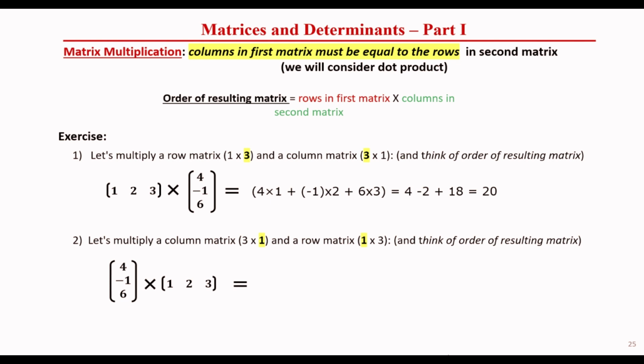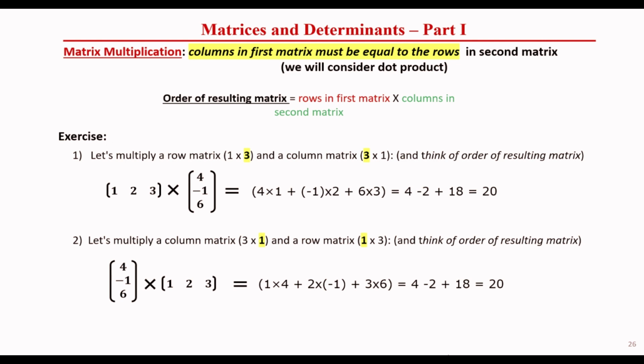What about the second set of matrices? I just flipped how they are positioned. Now we are multiplying a column matrix with a row matrix. Can we multiply them? Yes. Once again, we can multiply them because the columns in the first matrix are equal to the number of rows in the second matrix. But what about the order? It's 3 by 3, right? And if we multiply as we did in example 1, then we end up getting 20.